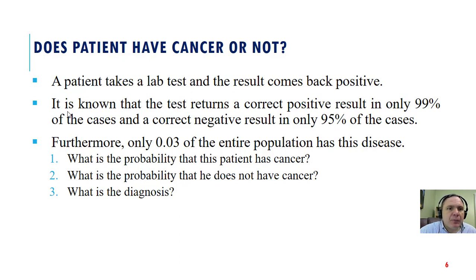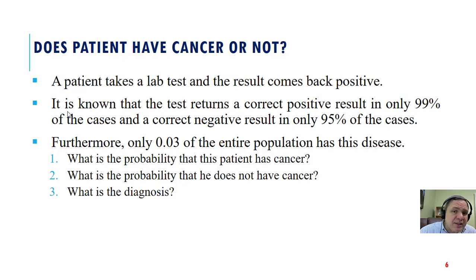Now, the second thing is when the test is negative, the result is 95% accurate, which means that if we say you don't have cancer, in 95% of the cases the patient doesn't have cancer, but in 5% of the cases we say you don't have cancer, but actually the patient does have cancer. So now, if we also assume that 0.03% of the population has cancer, so we have only 3% of the population that has cancer, we can ask the following questions.